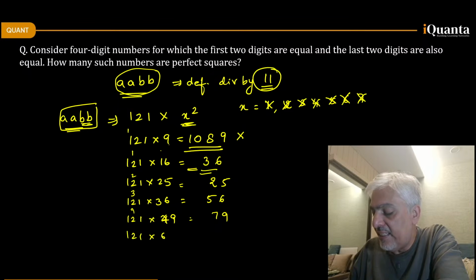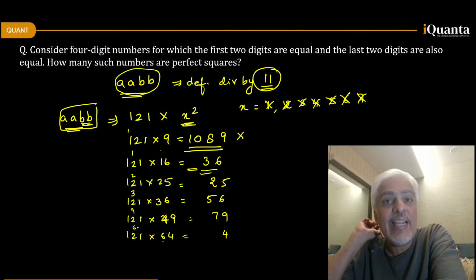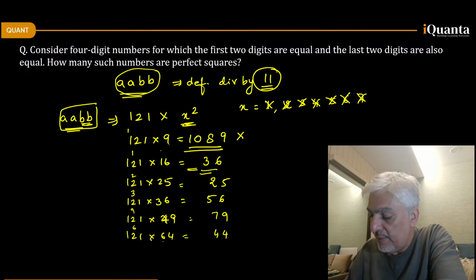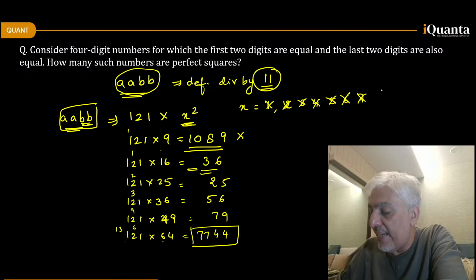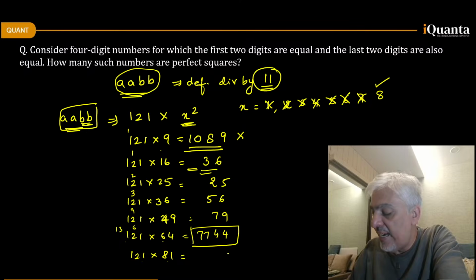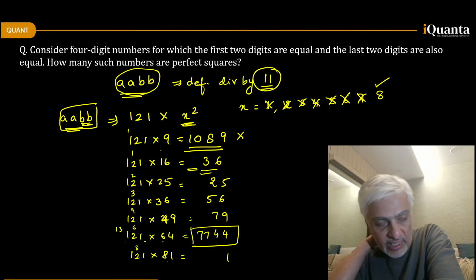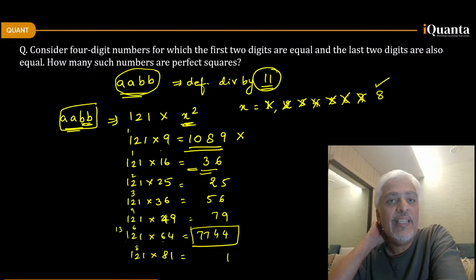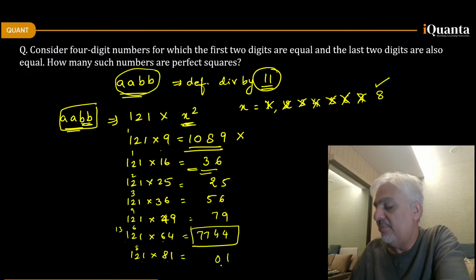8. That is 64. 64 ones are 64. 4, 6 carry. 64 twos are 128. 128 plus 6, 134. 13 carry. 64 ones are 64 plus 13, 77. Working, 8 is working. Now I need to check only 9, 81. 81 ones are 81, 8 carry. 81 twos are 162. 162 plus 8, 170. Not working.